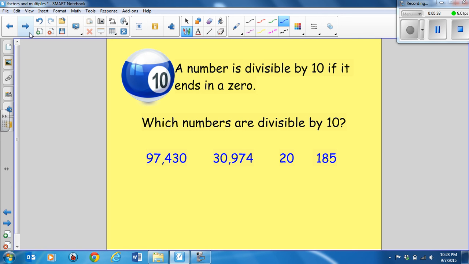Right here, a number is divisible by 10 if it ends in a 0. So this one, let's take a look at it. This one ends in a 0, so it's divisible by 10. This one does not end in a 0. This one does end in a 0, and this one does not. So the only two that are divisible by 10 are 97,430 and then 20.